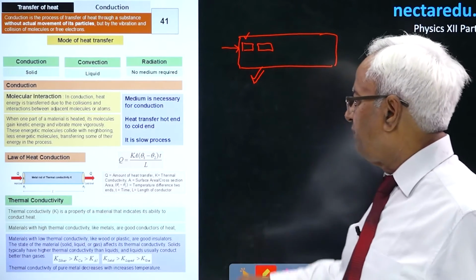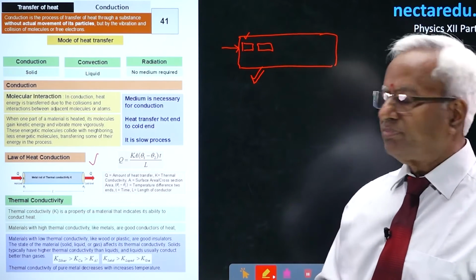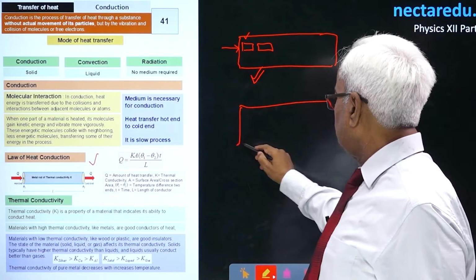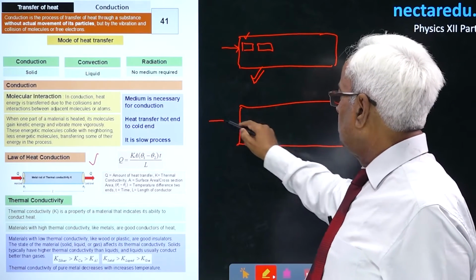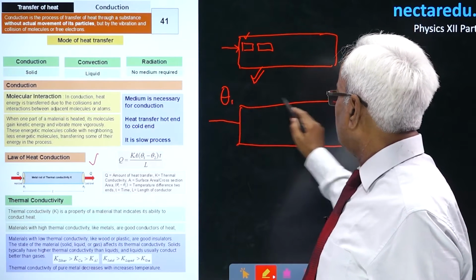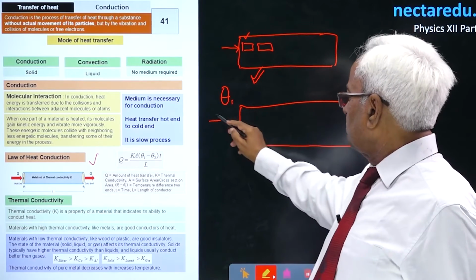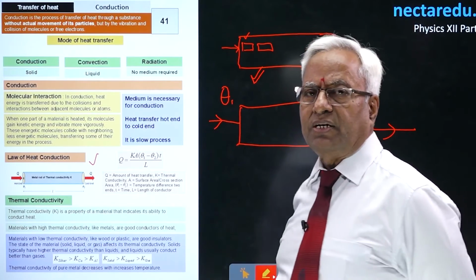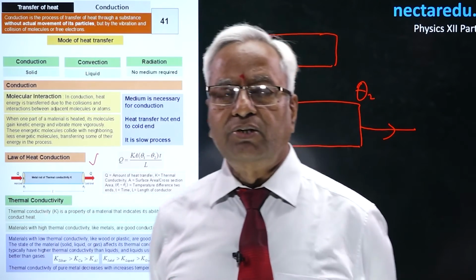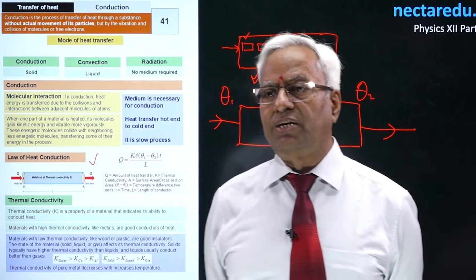Now, let's define heat conduction in detail. Suppose you are having a piece of metal, two ends having temperatures, just say theta 1, theta 2. You see, the entire chapter of conduction that we will study, and all the relations, will be applied to a steady state. You might ask me, what is a steady state?